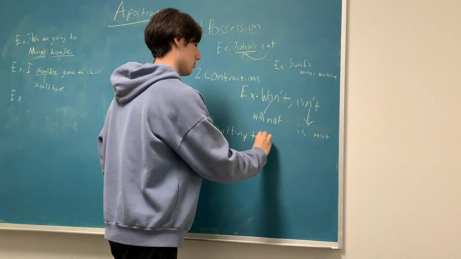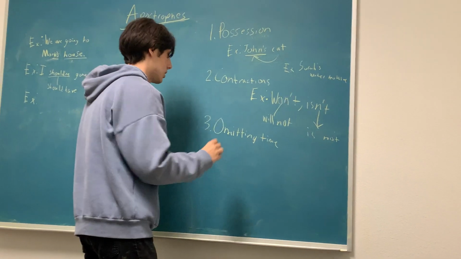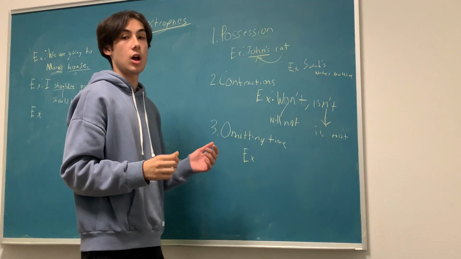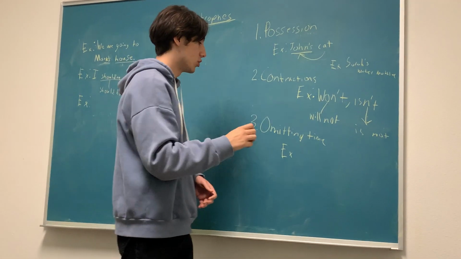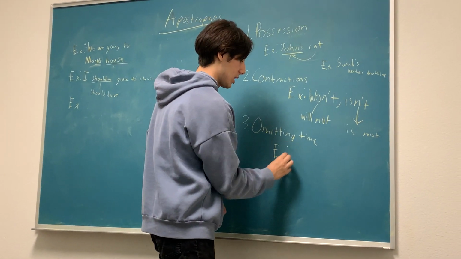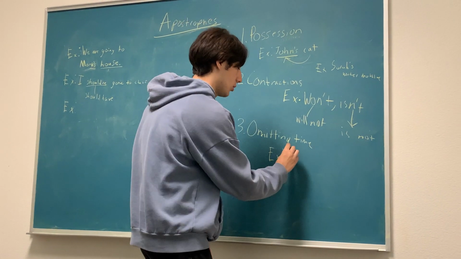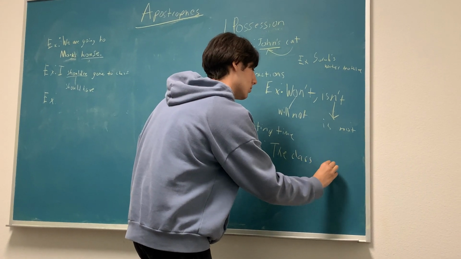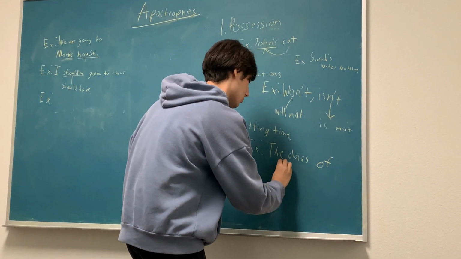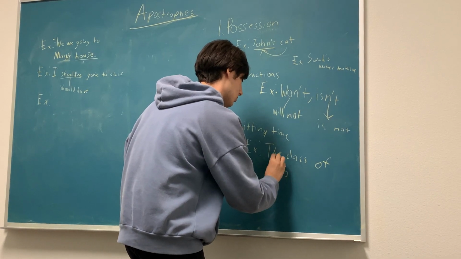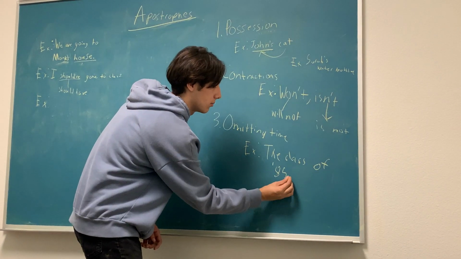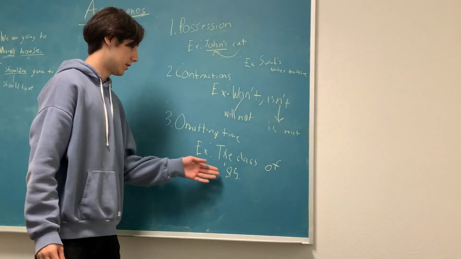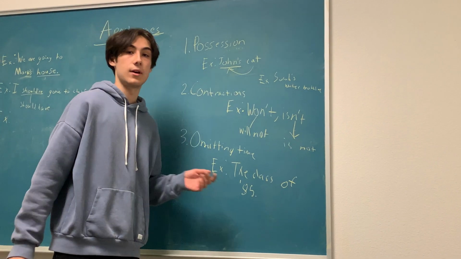time. And what I mean by that is, for example, when the date of something is obvious or it's already been stated previously, you can shorten it by just putting an apostrophe and the later numbers of that year. So for example, the class of '85, which is shortened via the apostrophe from the class of 1985.